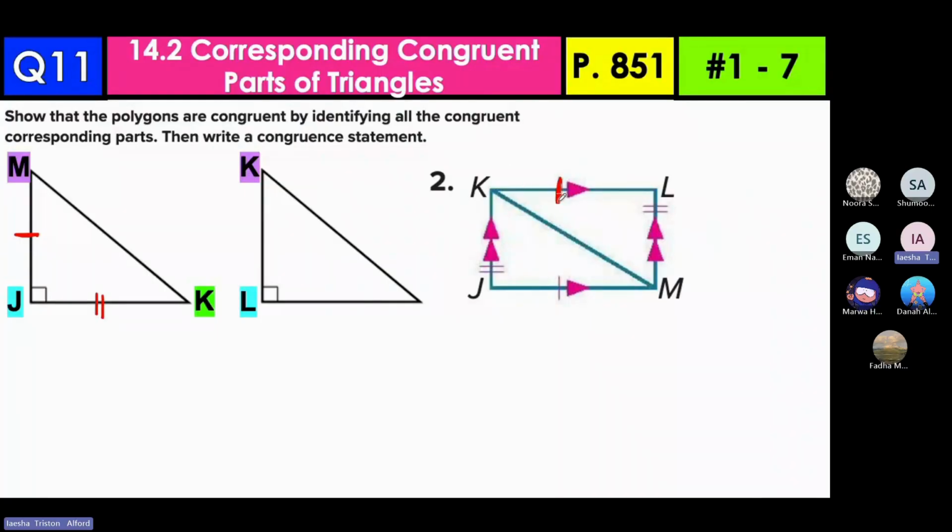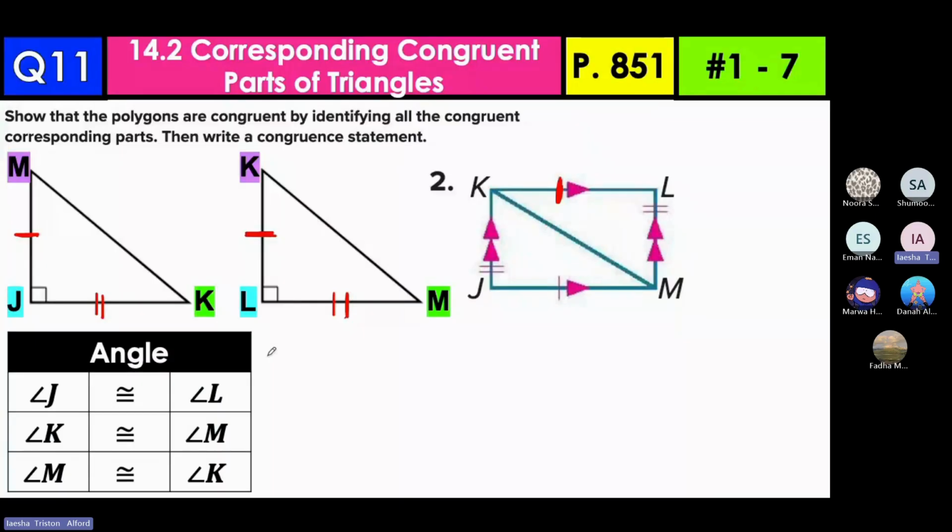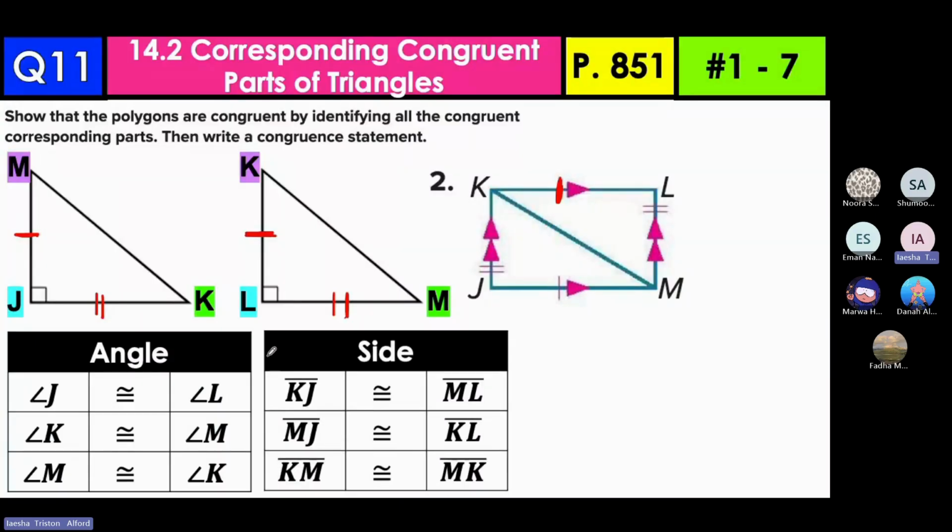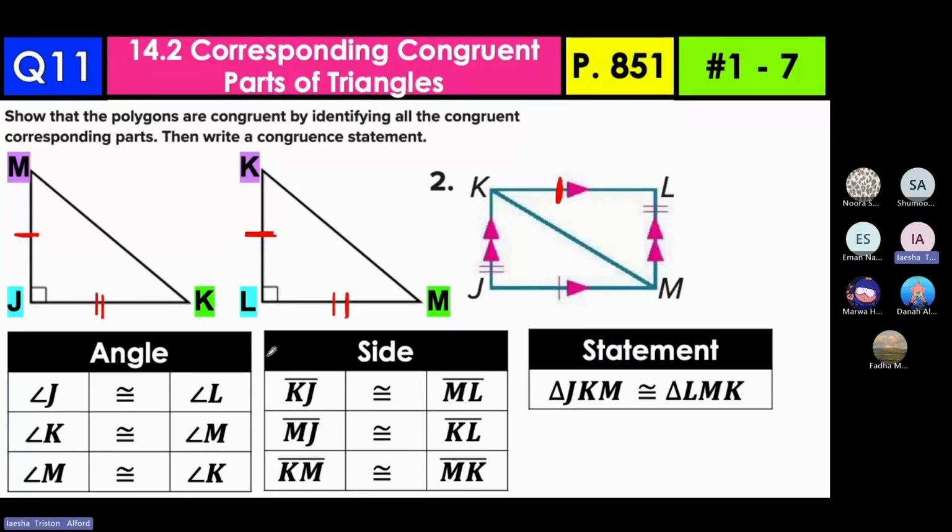How do we know? Because this one has 1 line here. So this is the 1 line. So angle K is matching with angle M. And we know because we had the 2 lines here. After you do this one, you can say what are the angles, then say the sides, then say the statement. Remember the statement, we're talking about a triangle. So triangle JKM congruent to triangle LMK.